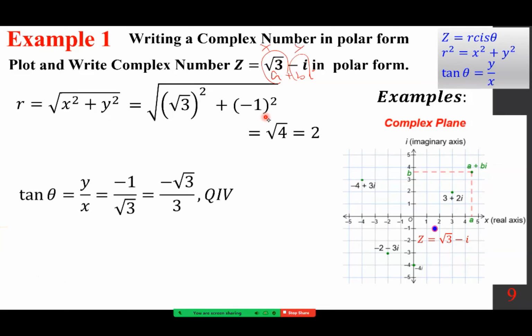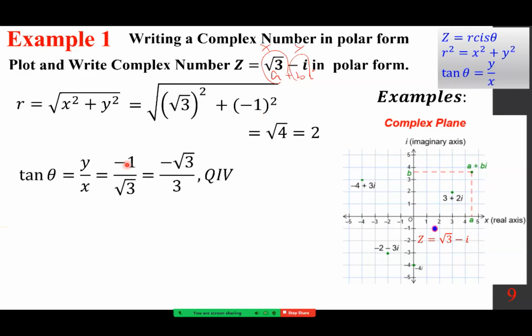Tan theta is y over x. Again, x is square root of 3, y is negative 1. Negative 1 over square root of 3, or negative square root of 3 over 3. And we know this is quadrant 4. If you stick with square root of 3 over 3, you know the answer is pi over 6. Minus makes it minus pi over 6, or in this quadrant, 11 pi over 6. Again, I'm assuming everybody remembers how to find the value of theta, starting with the reference arc.